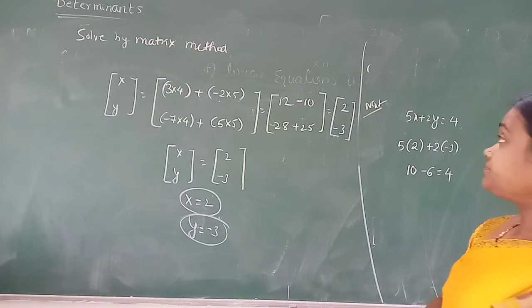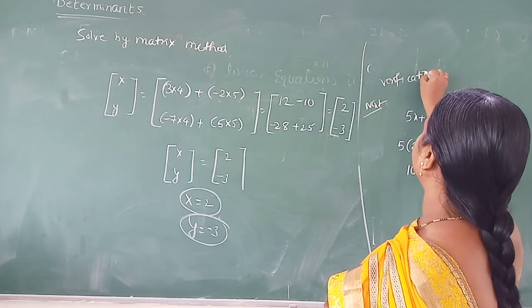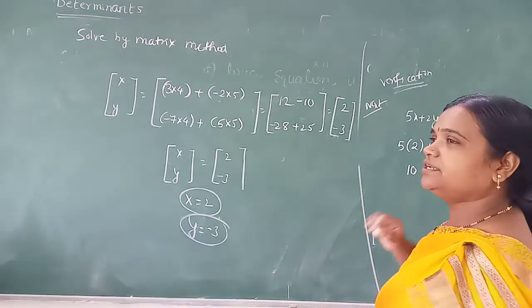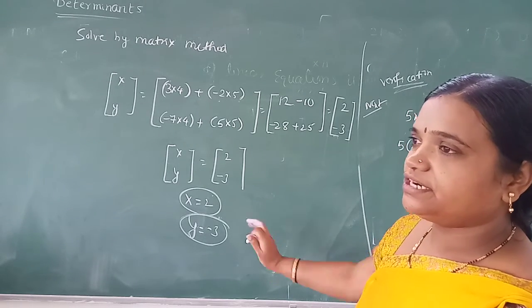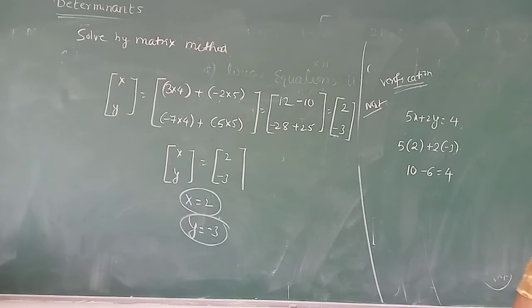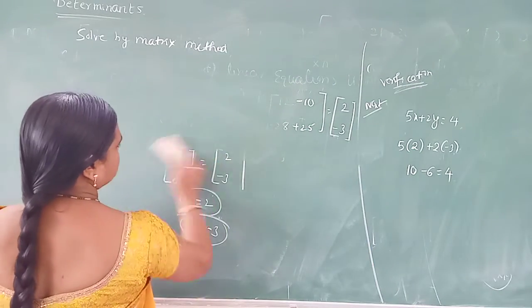This is how we can verify. If your answer is correct, if you substitute in any one equation, we will get the right hand side value. Then only our values of x and y are correct. Otherwise, they are not correct values. Remember that. This is how we can verify.